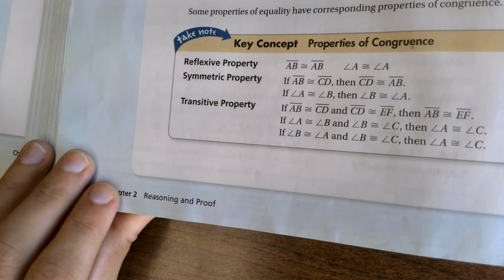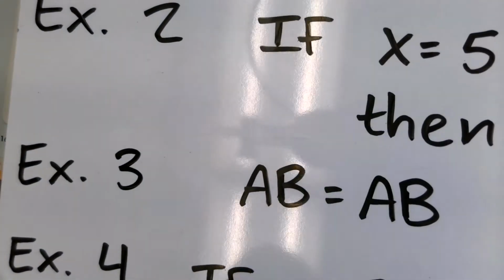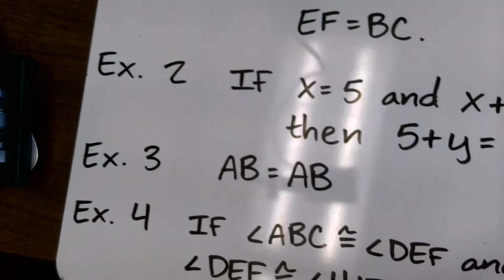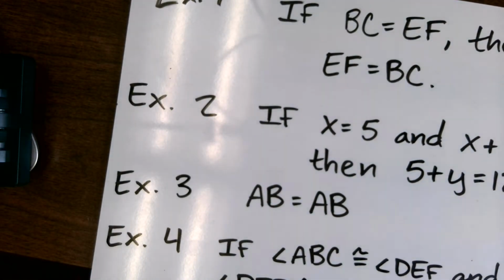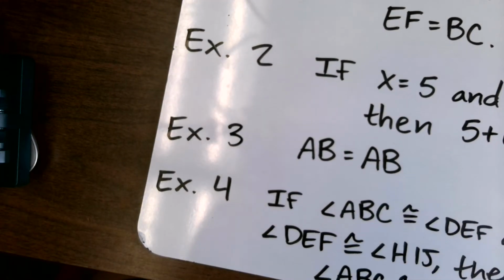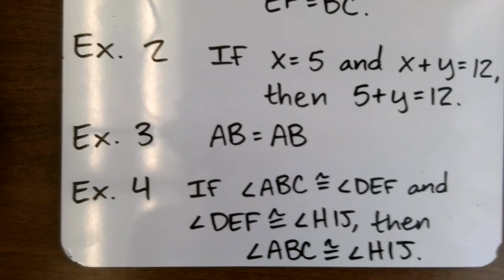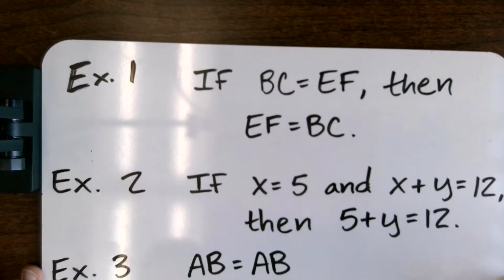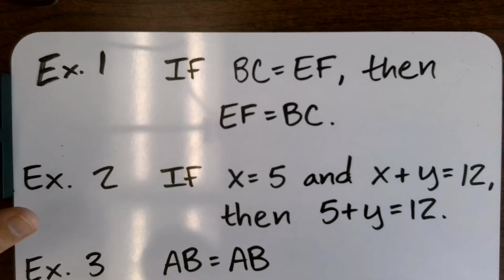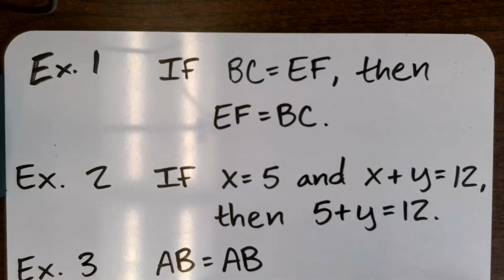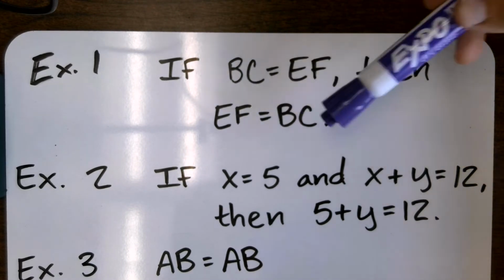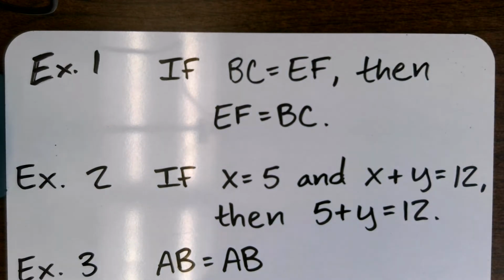So first, I just wanted to do a few examples of what these might look like and just deciding what property is being used. And you have some like this that you're going to be practicing in your homework. The homework is very short, by the way. I just want to see if we're understanding the different properties, if we can use them, and we will continue using them on Monday. So our first example, we've got if BC equals EF, then EF equals BC.